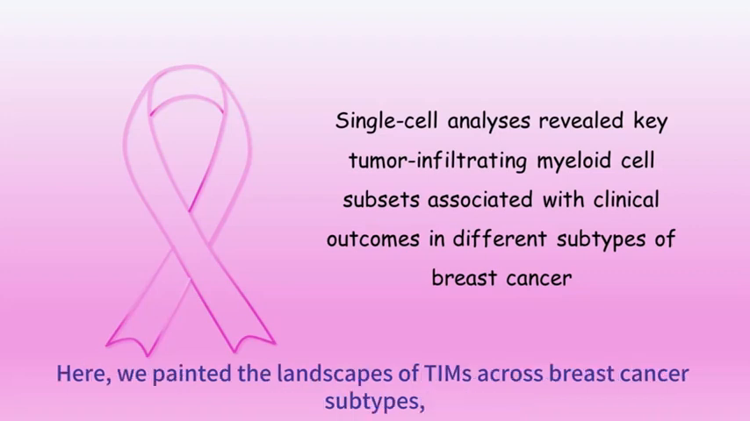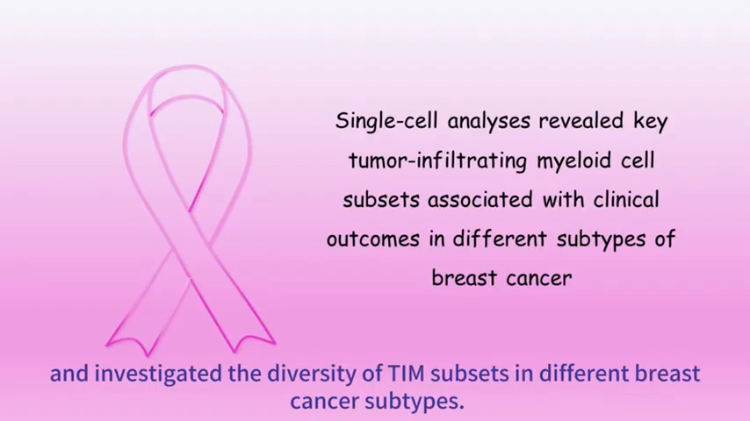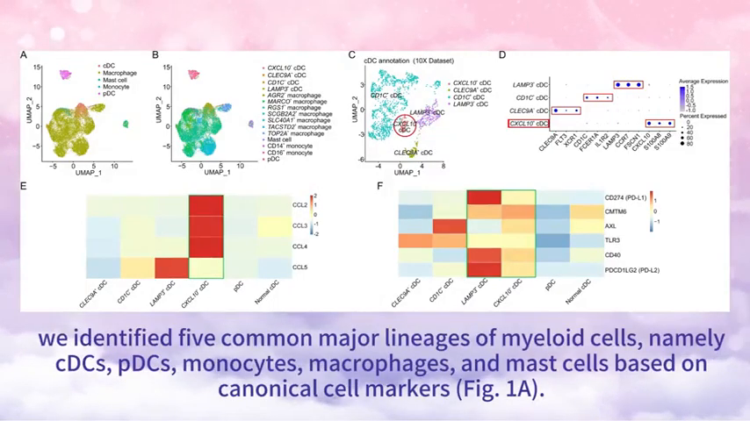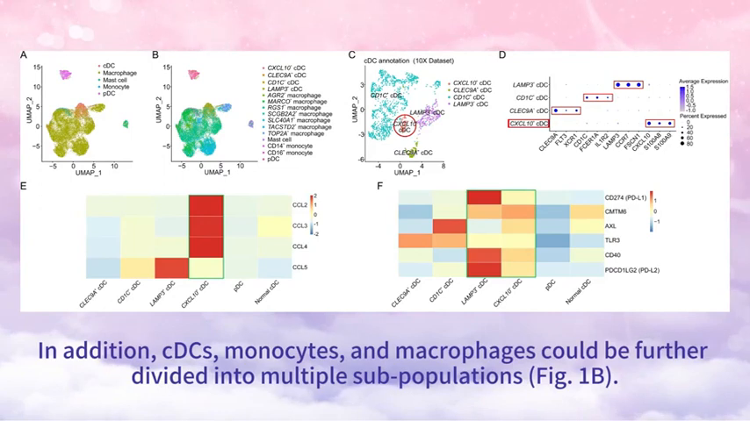Here, we painted the landscapes of TIMs across breast cancer subtypes and investigated the diversity of TIM subsets in different breast cancer subtypes. In different breast cancer subtypes from 10X and Smart-seq datasets, we identified 5 common major lineages of myeloid cells, namely cDCs, pDCs, monocytes, macrophages, and mast cells, based on canonical cell markers. In addition, cDCs, monocytes, and macrophages could be further divided into multiple subpopulations.